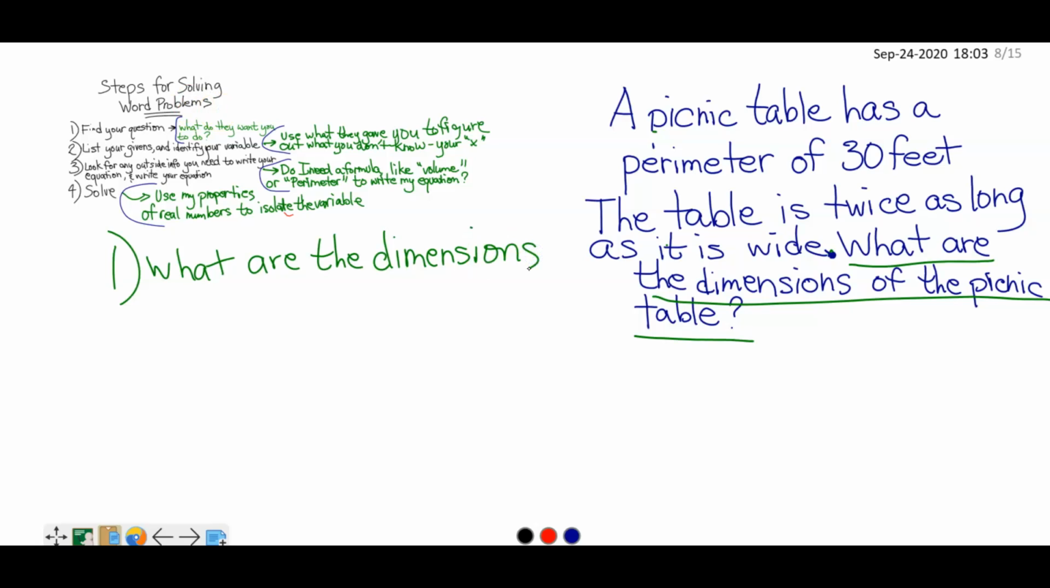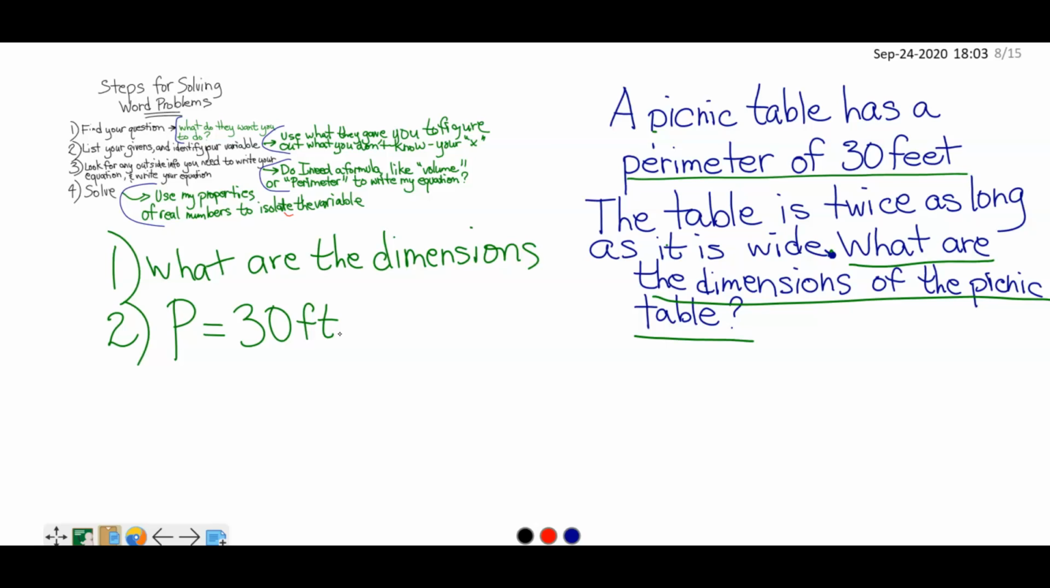So let's go on to step 2. List your givens. So what do they tell us? They tell us that the picnic table has a perimeter of 30 feet. So P, capital P, equals 30 feet, right? Okay. And then what else do they tell us? They tell us that the table is twice as long as it is wide.